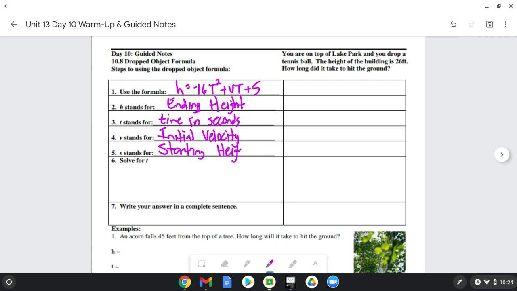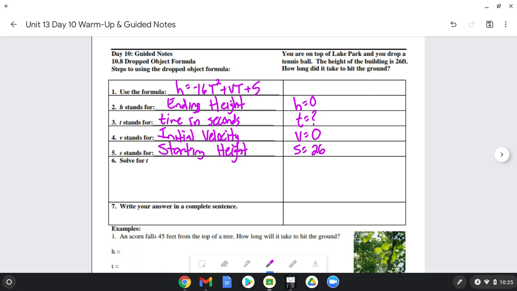So if we were to take a look at this example that's in the upper right corner here, it says you're on top of Lake Park and you drop a tennis ball. The height of the building is 26 feet. How long did it take to hit the ground? If we were to label these pieces, the ground is my 0, so my ending height is 0. My time is the one thing it's asking for, so I do not know that yet. My initial velocity, like I said, for all these, it's going to be 0 due to the fact that we're not throwing anything, we're just dropping it. And then my starting height was the 26 feet.